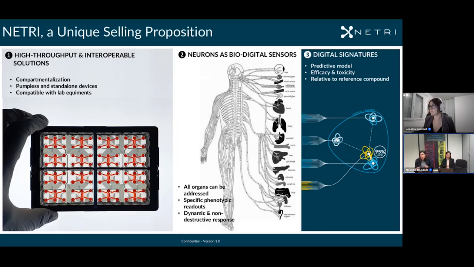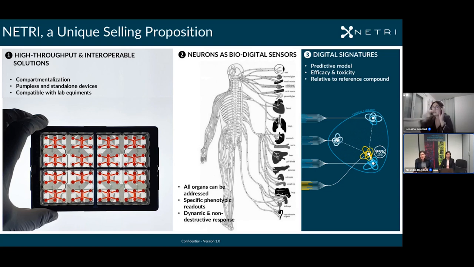Because the chips come in a plastic frame that has the same size as a 96 well plate, it can be compatible with most lab equipment. In this slide, you can see our MEA device on the image. Underneath the microfluidic channels, you have microelectrodes that can capture the electrophysiological signals of neurons.